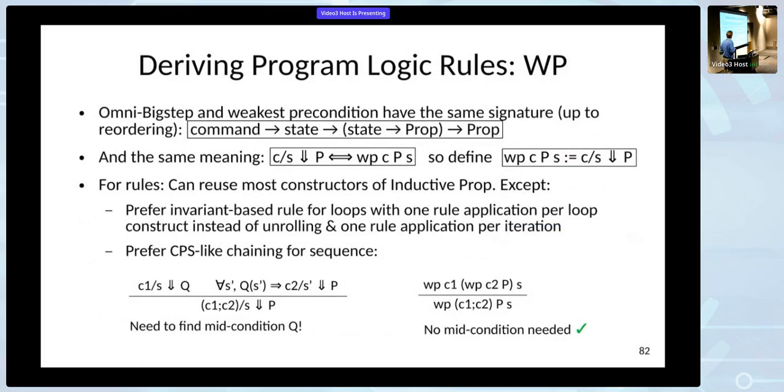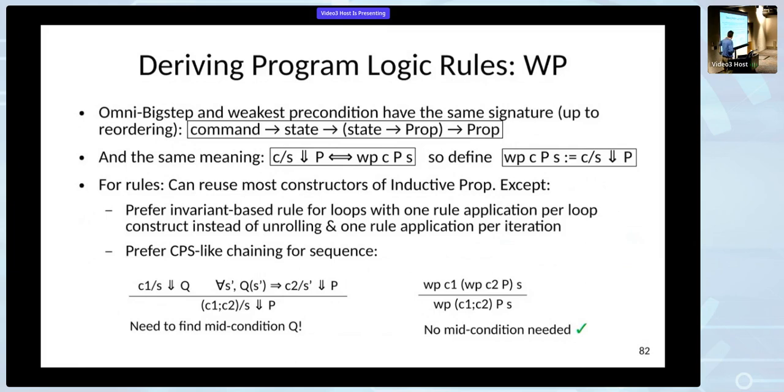Now, okay, I mean, it's about good. So I want to talk to you about how to derive program logic rules. You can do WP or HOR rules. In the case of WP, it is really close. Omni-Bigstep and weakest precondition already have the same signature up to argument reordering. This might be a bit confusing, but here I meant that if you already have a traditional definition of WP, then it is equivalent to our Omni-Bigstep. But in our case, we don't even bother defining a traditional one; we just define the WP as being our Omni-Bigstep judgment.